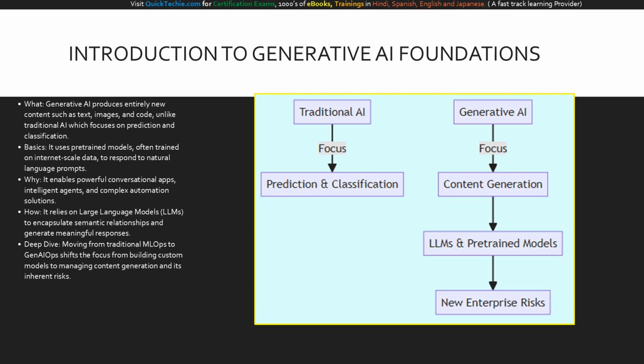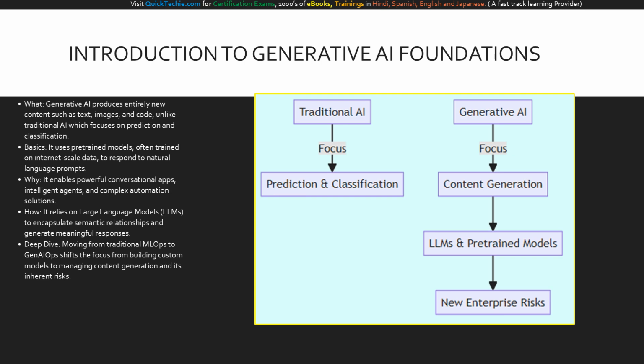Take a look at the flowchart on your screen, which contrasts traditional AI with generative AI. On the left, you can see traditional AI branching directly into prediction and classification. This was the era of structured, deterministic outputs. On the right, generative AI flows into content generation, representing our current technological leap. Follow the flow downwards, and you will see that this generation capability is powered by LLMs and pre-trained models.